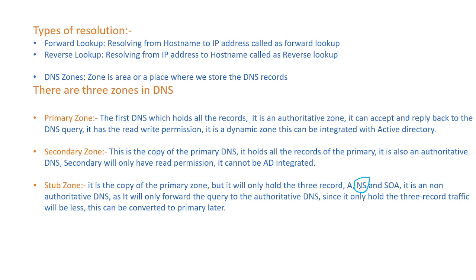That's all. So people may ask a question, what is stub zone? Definitely they will ask. You have to tell, stub zone is one of the zones in the DNS. It will only have three records: A record, NS record, SOA records. Less traffic will be there in that, and the responsibility of the stub zone is to forward the query to the relevant DNS server. That's all. Okay. Any questions, guys?